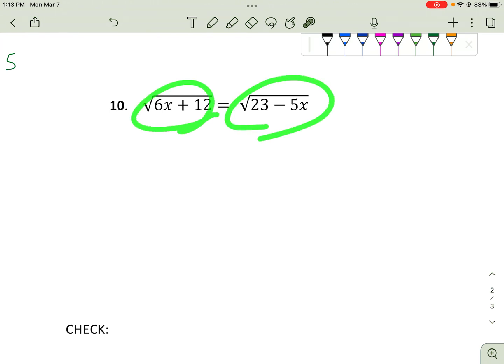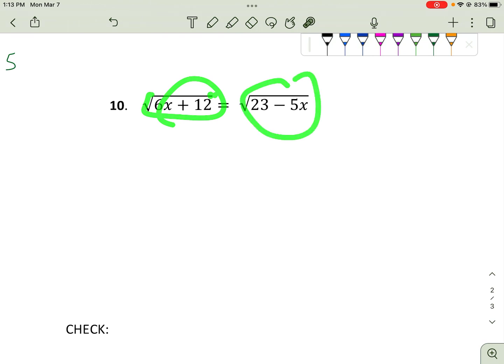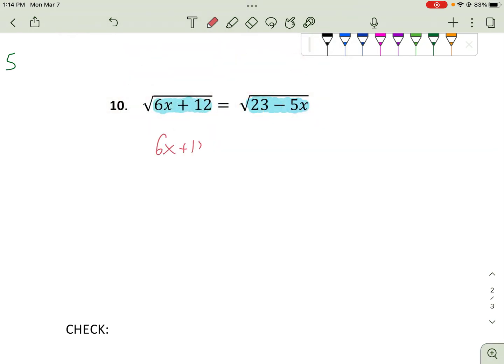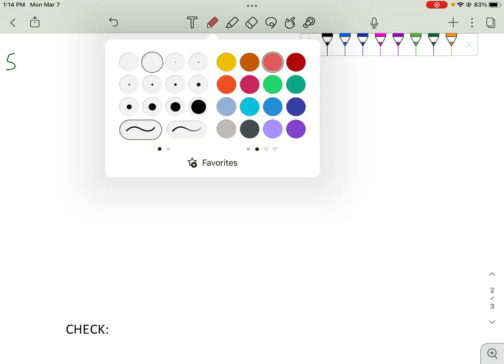Okay, this one we have a square root equals a square root. You can either square both sides, because they're both by themselves and there are no extra numbers, or use logic and say, if the square roots of two numbers are equal, then the numbers underneath must be equal. So you can just drop the square root altogether and get 6x plus 12 equals 23 minus 5x.